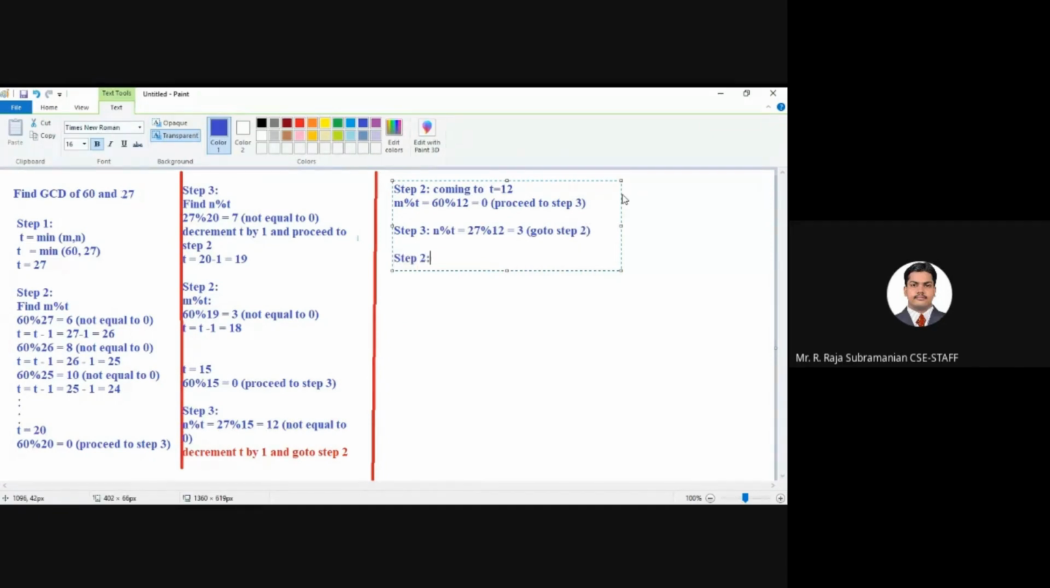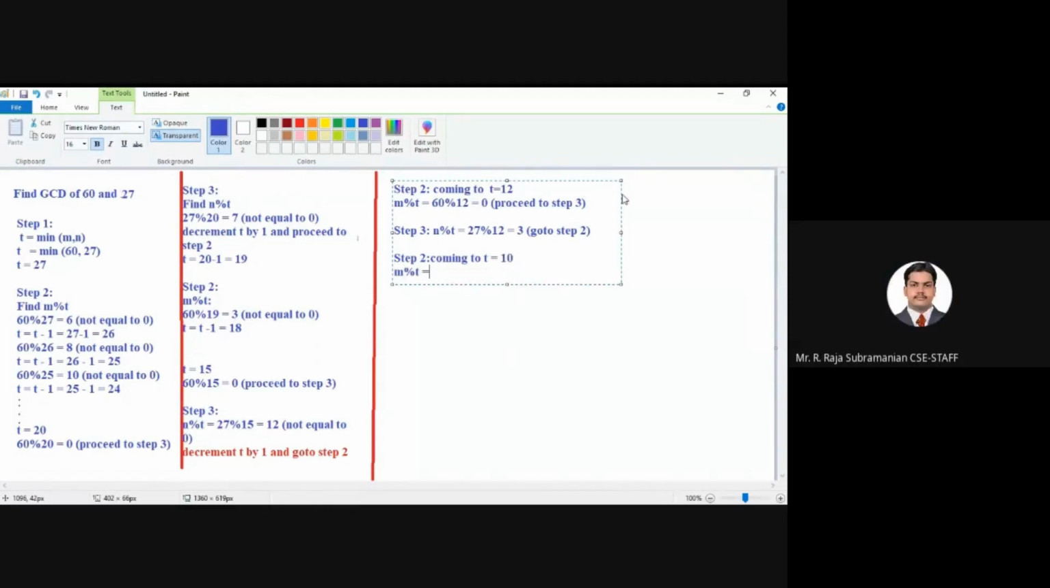And even 9 will not divide 60, right? So from 12, I still come to 10 now, right? I should come to 10 now, coming to t is equal to 10. From 11 it will come, then come to 10. So m mod t.